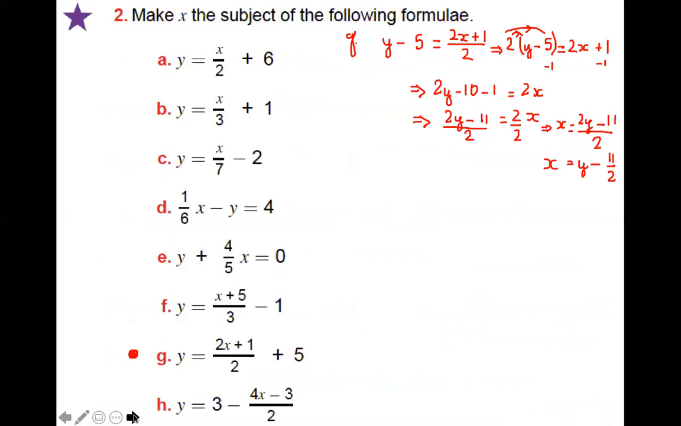Next, got a few. So that was G. We did G from the previous one. Did we? Oh, this is G for this one.